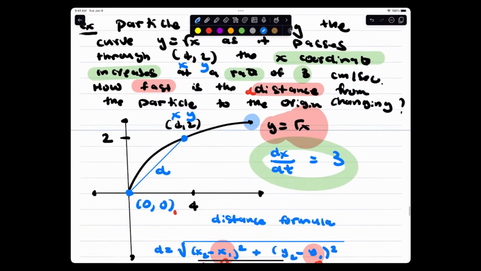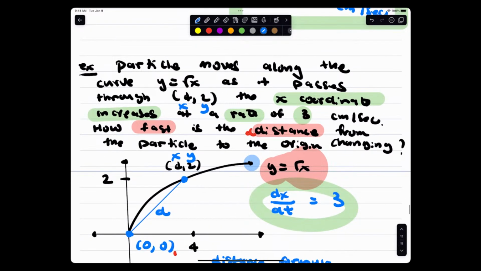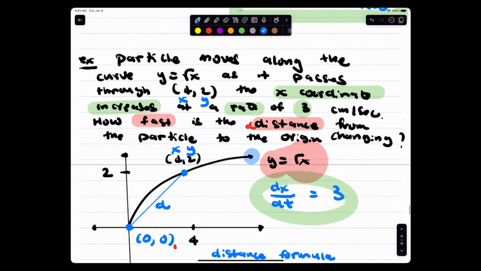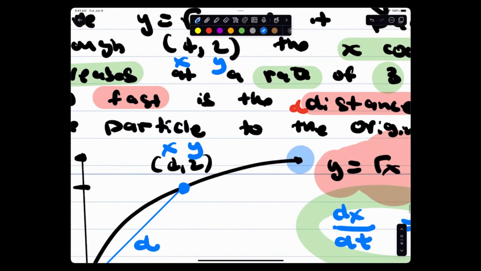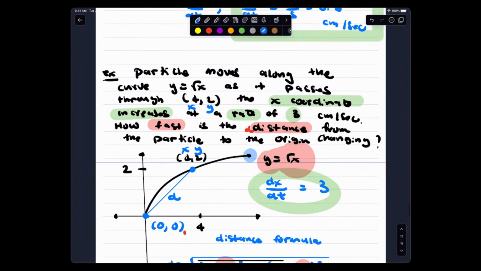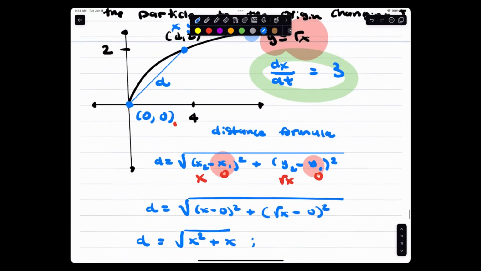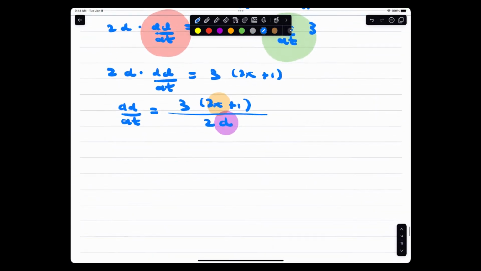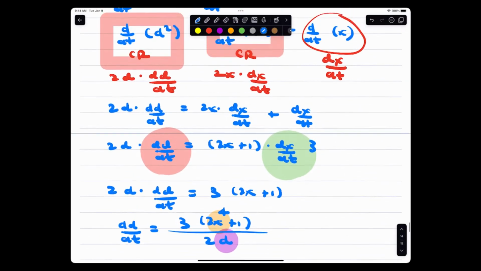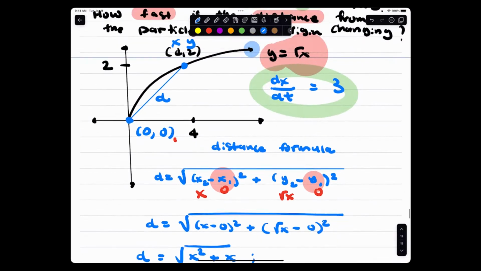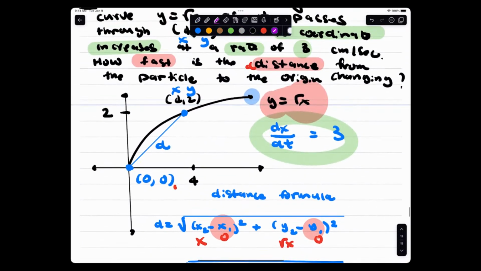They're saying at that instant when it passes through 4, 2, so x is what number? 4. When it passes through that point, this is the value of x they're talking about. x is 4. It was orange. Okay, let me go back and do my colors here. But what don't we know? We don't know what D is.